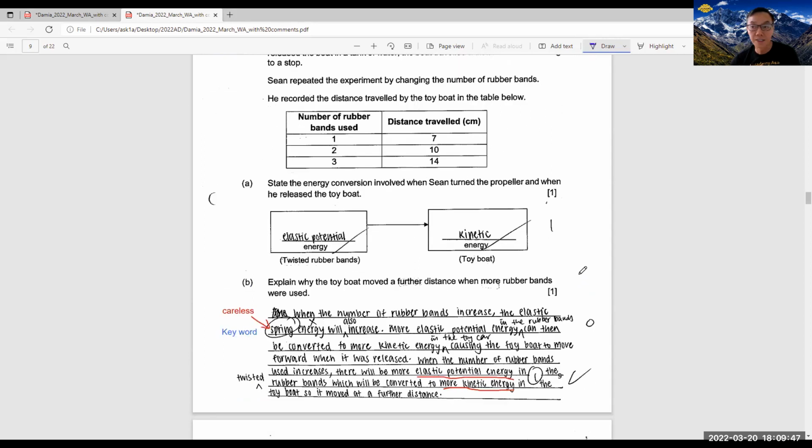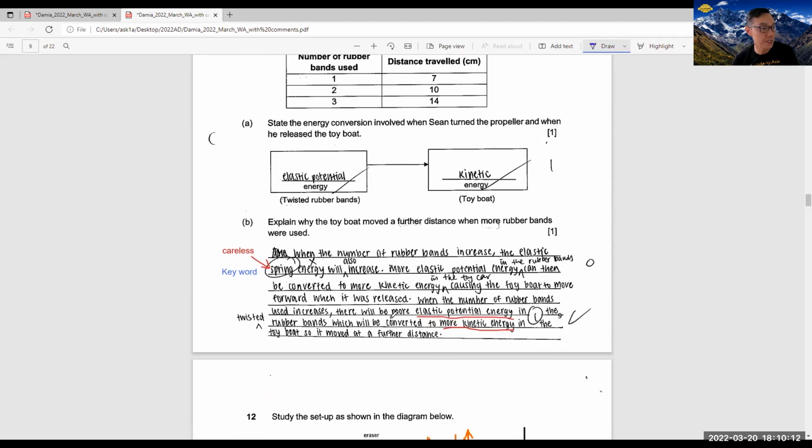And there's a keyword here. Because of this keyword, the mark is lost. So that's why 0 marks. Because actually here the student knows the concept, but perhaps due to examination stress or being distracted during the examination, she put the words elastic spring energy instead of elastic potential energy.